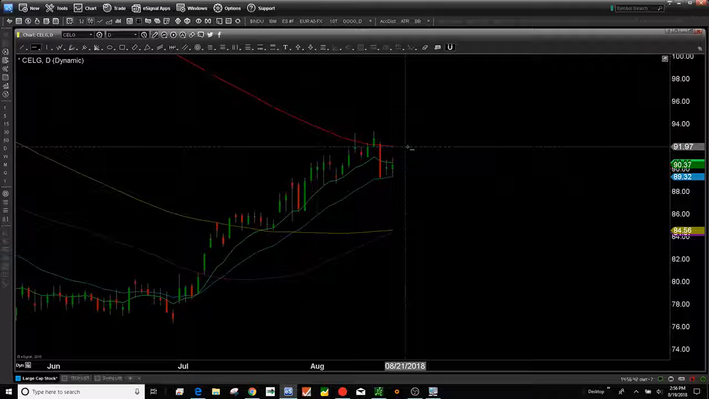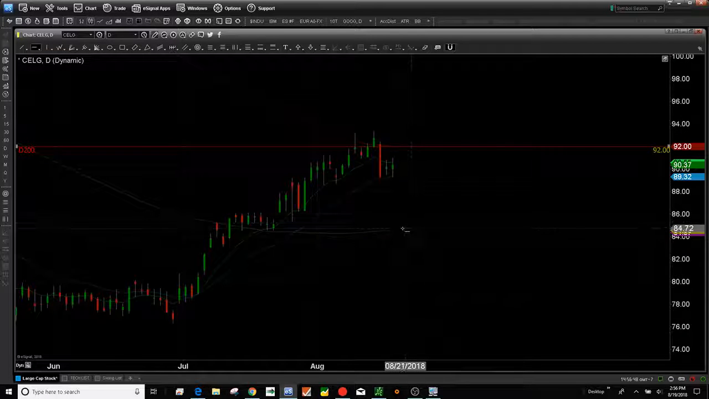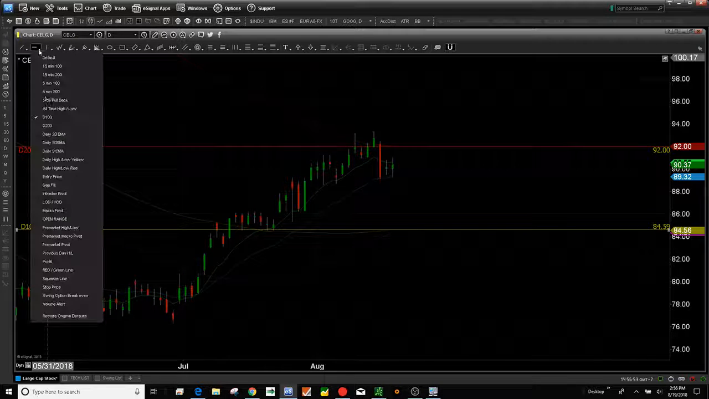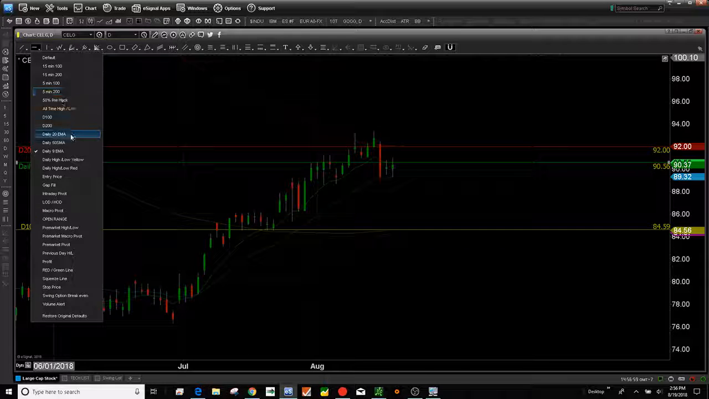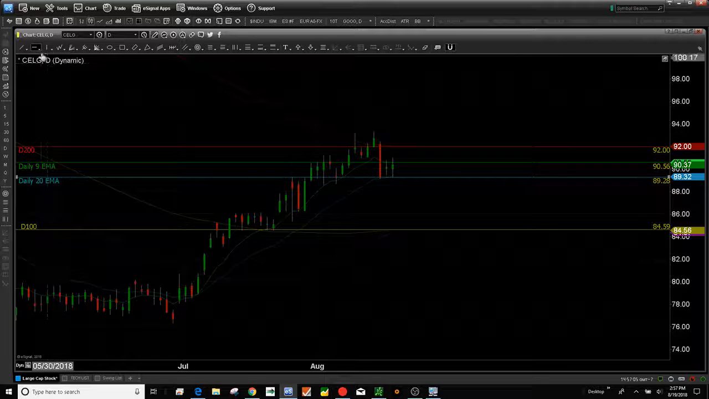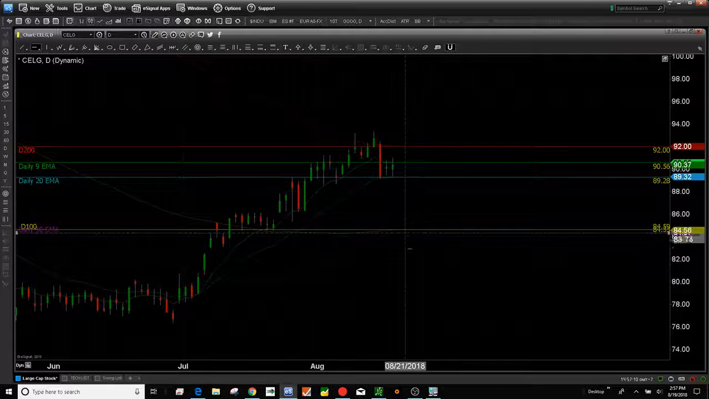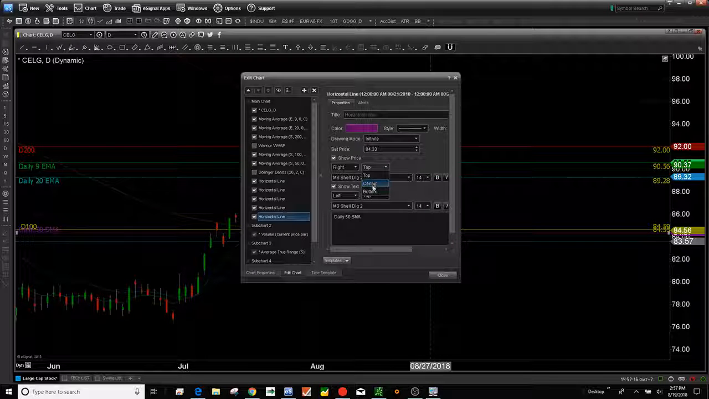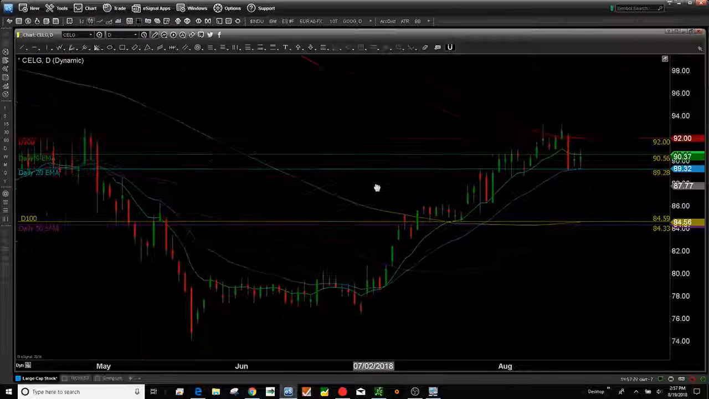The first lines I like to draw are the daily 100 and 200 if they're in the area. These are simple moving averages. If you want, you can draw the 9 exponential moving average on the daily chart, or the 20. The 50 is down here, but okay, I'll draw the 50. Why not? Let's draw the 50 SMA.